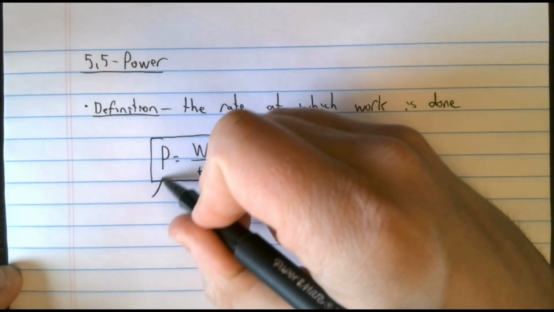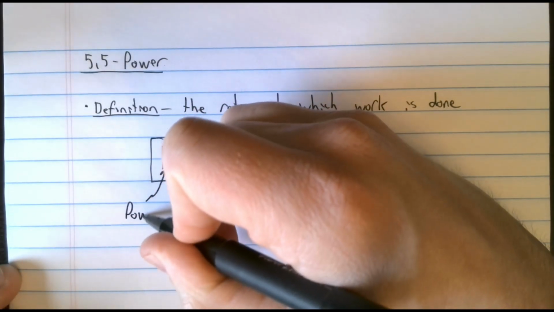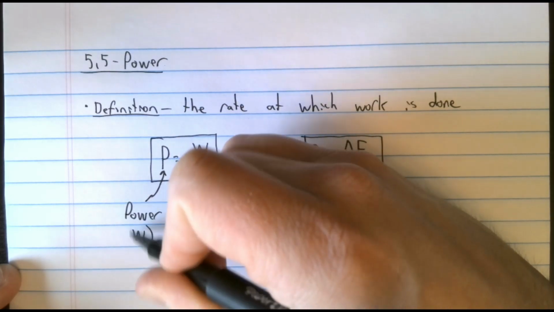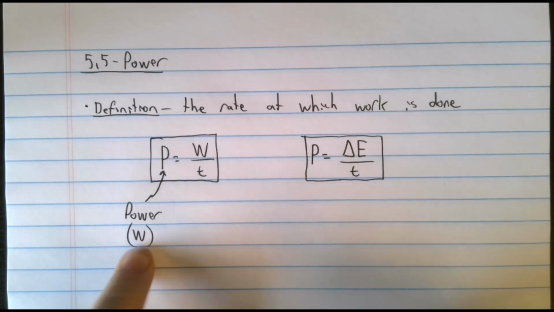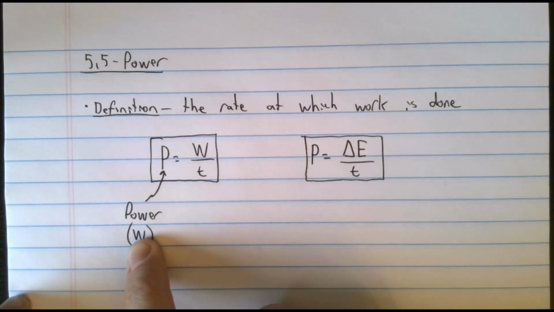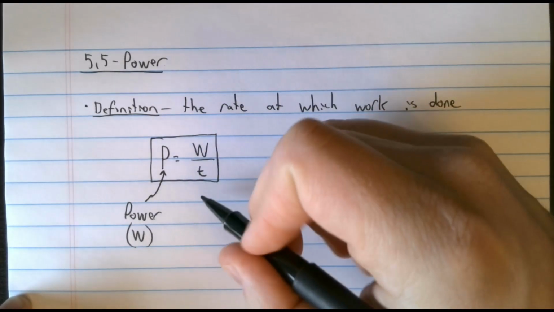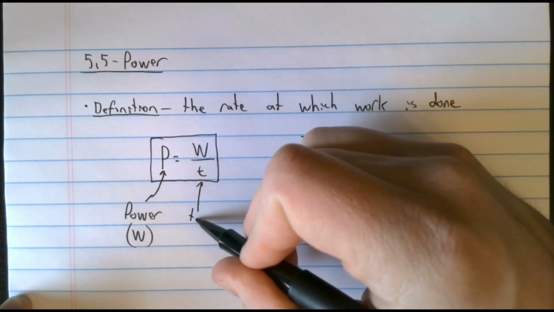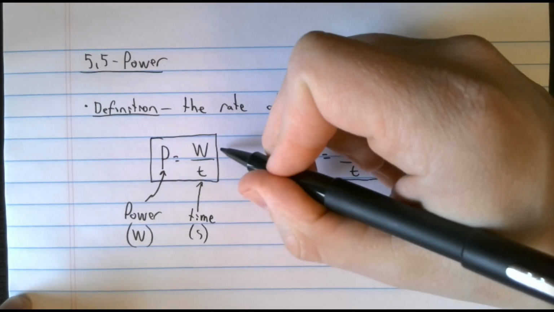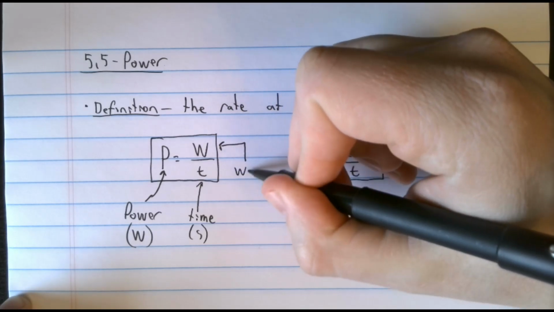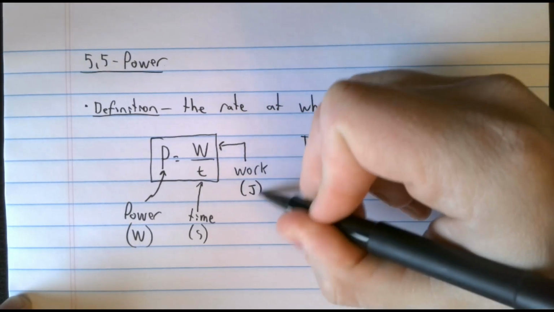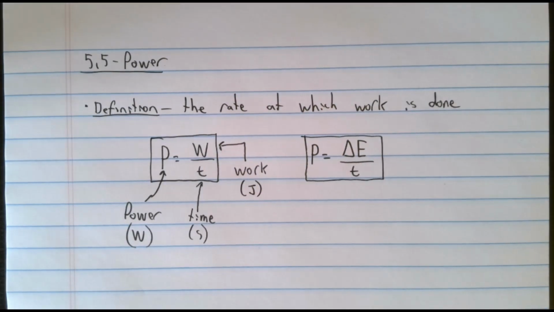Labeling the units, this is of course power. The unit is going to be capital W, watts. Be very careful there. W stands for watts, it's the unit for power, but also W is the variable for work, so you need to be careful with those. T is time, which of course is measured in seconds. And like I said, this is still work, which is measured in joules. So P stands for power, it has a unit of watts. T stands for time, it has a unit of seconds. And work, W stands for work, has a unit of joules.